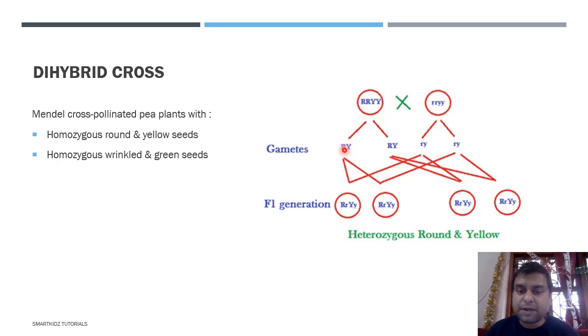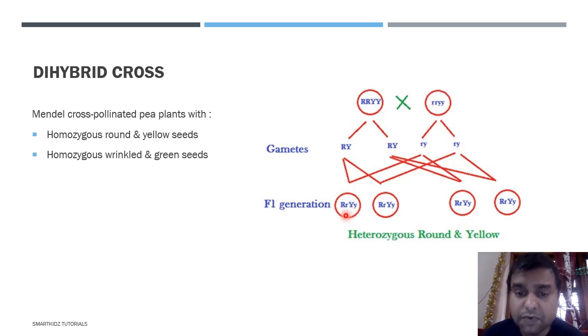So we have capital RY combining first with small ry from this parent. What we get is capital R, capital Y, small y. See, this is capital R, which goes with the small r from here, and this is capital Y, which goes with the small y from here. What will be the result? This is the genotype, capital R, capital Y, small y.